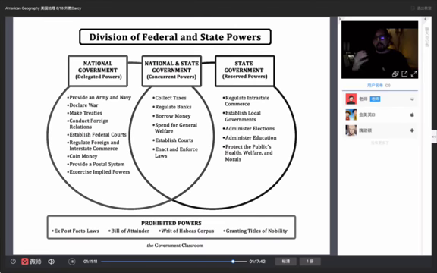And then health, welfare, education. These are state powers as well. The federal government is not supposed to really get involved with that. And then you have these combined powers in between.